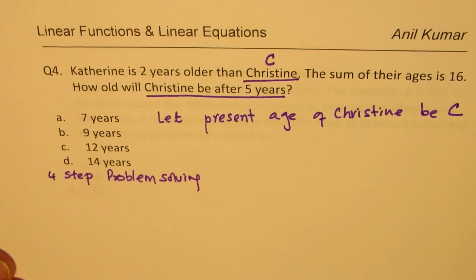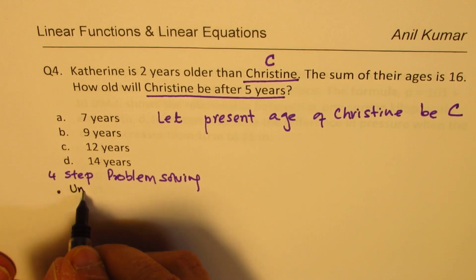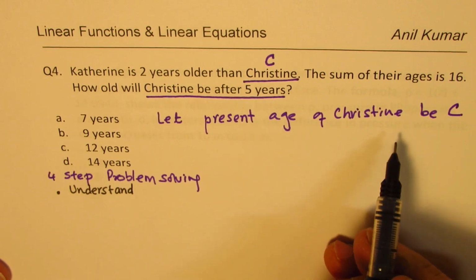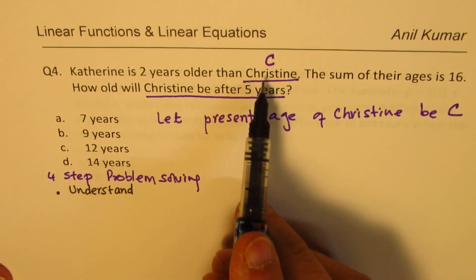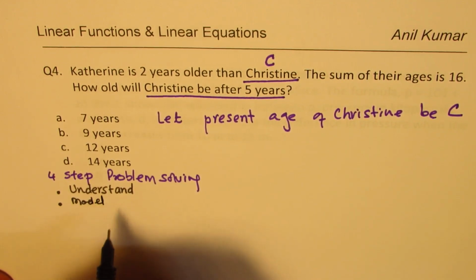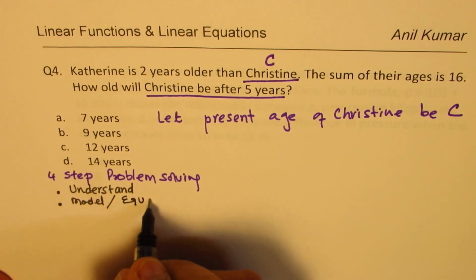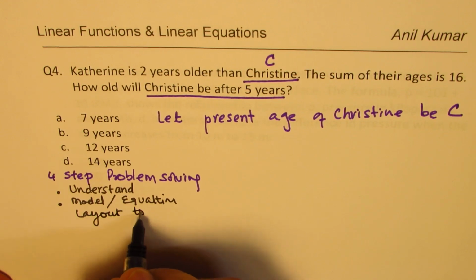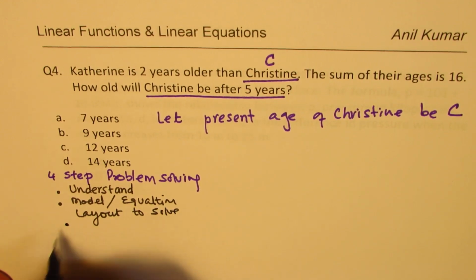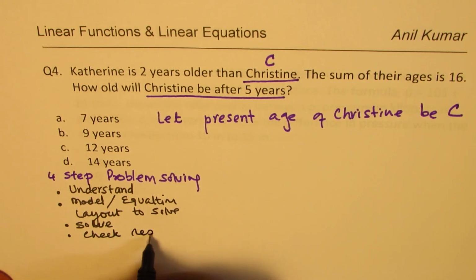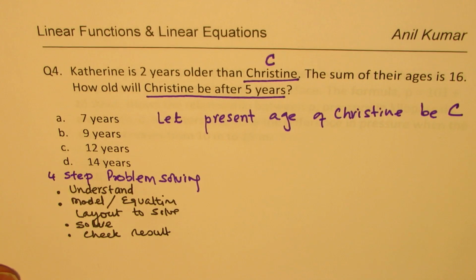So in that 4-step problem solving, first is we need to understand the problem, correct? So this is our first step. We really understand the question and we know we have to find this, right? And the second step is to really model, or you can write equation, or you can say layout to solve. The third step will be to provide solution. So solve, right? And the fourth step will be check result. So sometimes we follow this 4-step method.